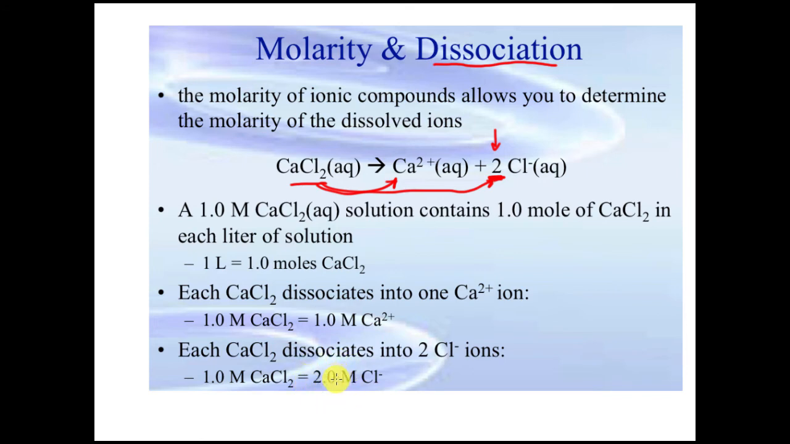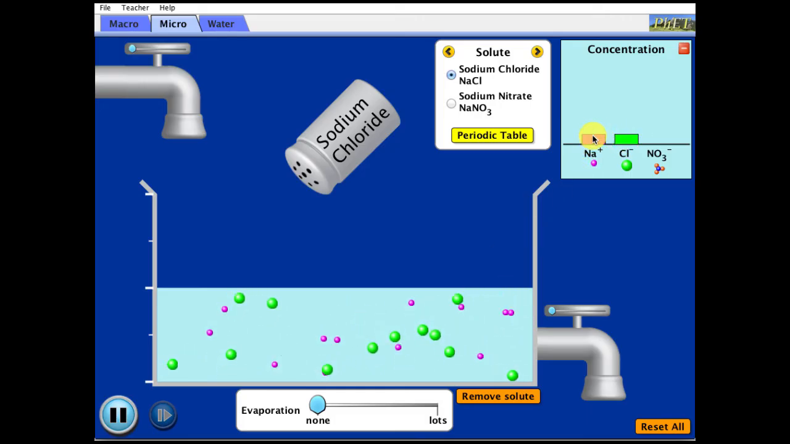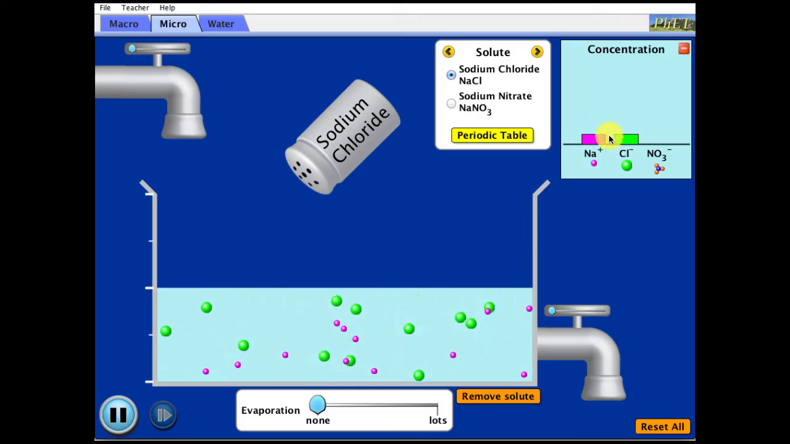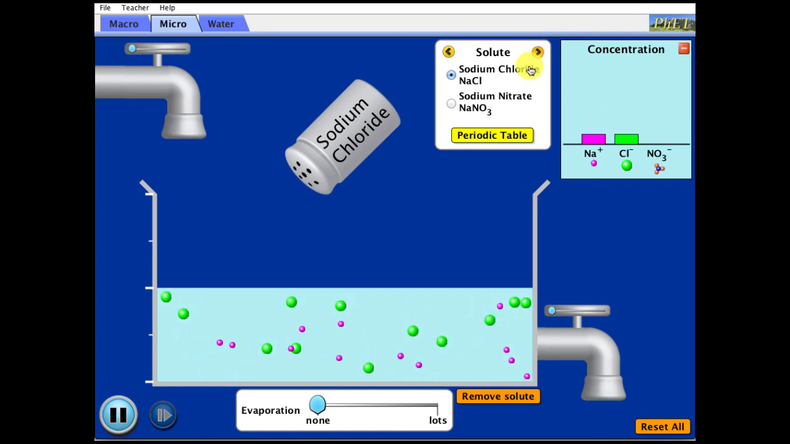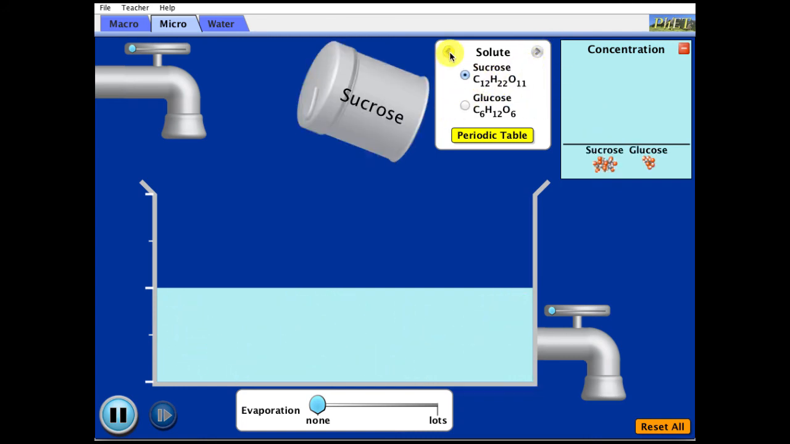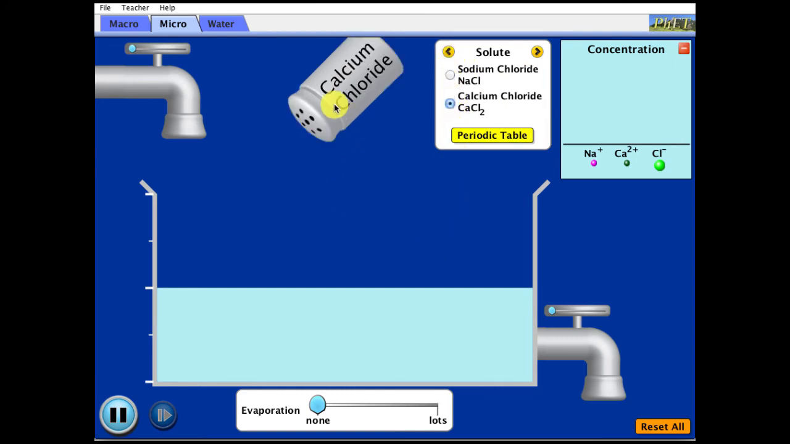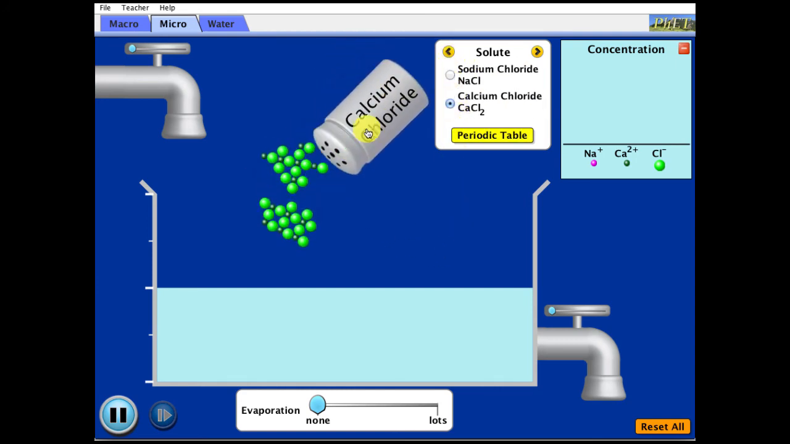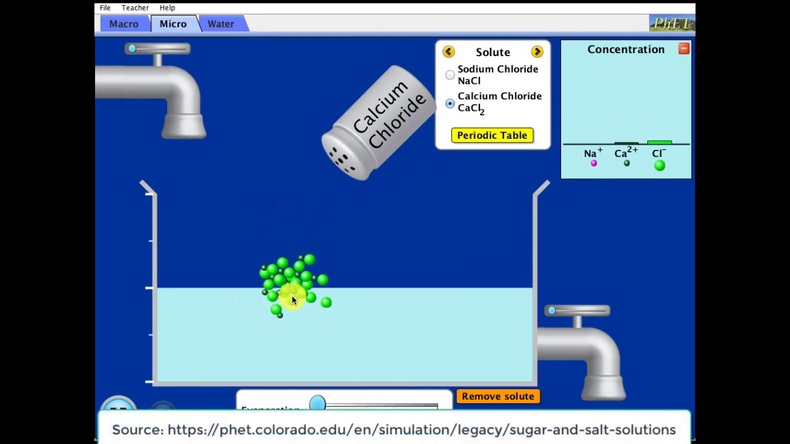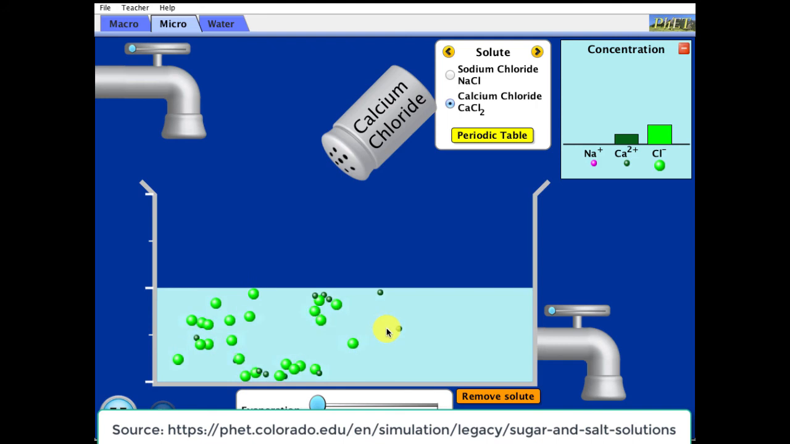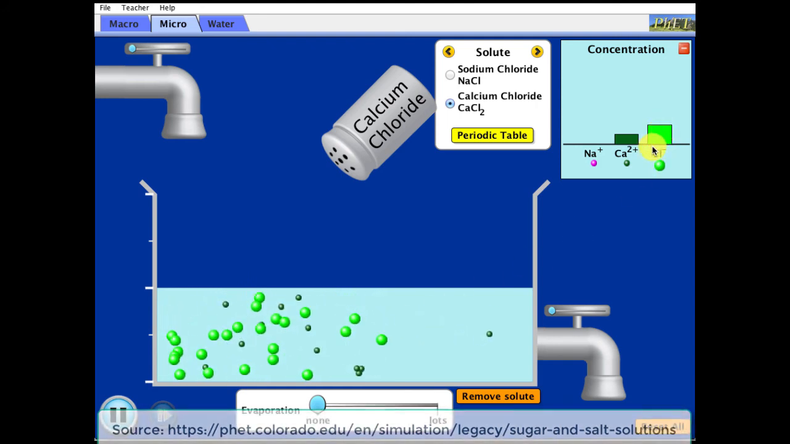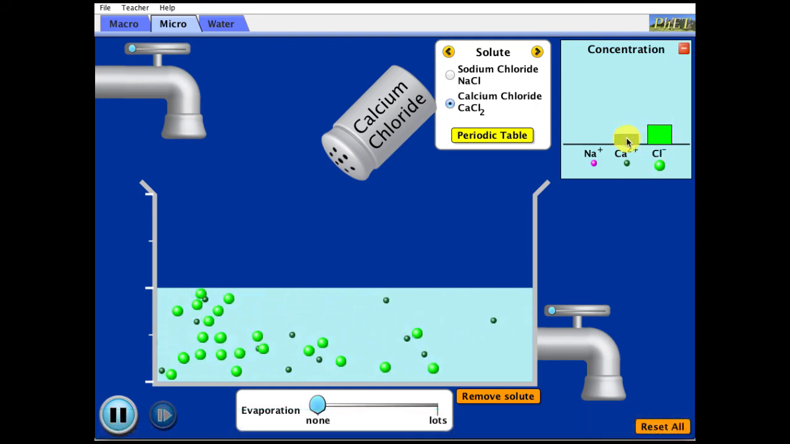If you go back and look at that video, actually, let me just show you real quick. If I look here, my ions are even. I have the same number of sodium and the same number of chloride ions. But if I go to calcium chloride, my example I was looking at right there, and I shake the calcium chloride into solution, watch what happens here. It dissolves and then dissociates into the various ions. But look at the concentration of the chloride. Chloride is double that of the calcium.